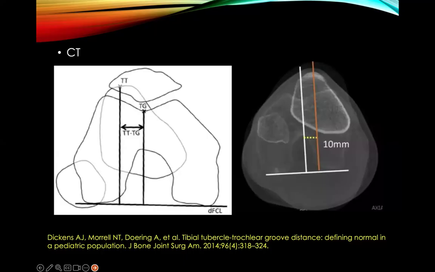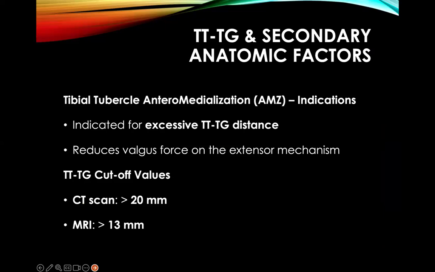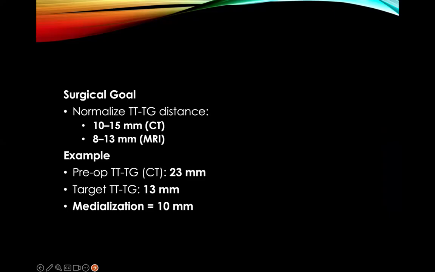We saw last time also. It is a linear measure of distance between the insertion of the patellar tendon on the tibial tuberosity and the trochlear groove. So normally the cutoff values, higher limit for CT is 20 mm, MRI 13 mm, we saw. So tibial tubercle anteromedialization is done and is indicated for excessive distance, and this is going to reduce the valgus force on the extensor mechanism.